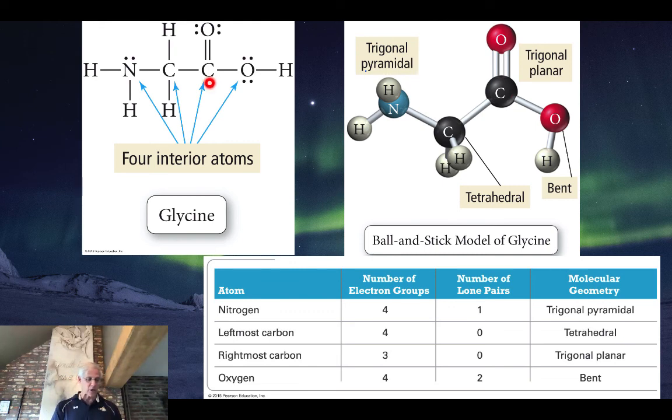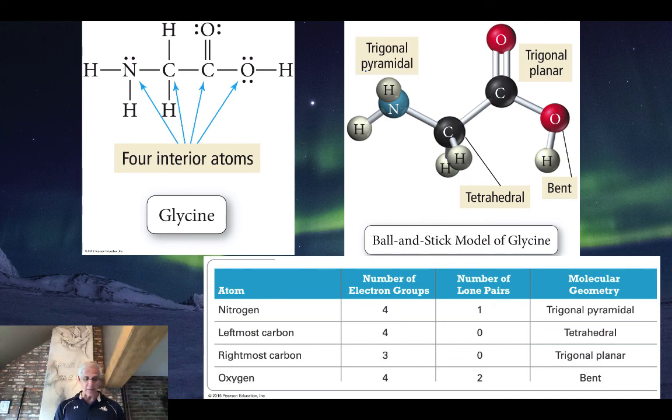The next carbon here has 1, 2, 3 bonding groups around it. Remember, the double bond that's there only counts as 1 bonding group. So we just have the 3 bonding groups and no lone pairs. That carbon atom would be trigonal planar. And then the oxygen here has 1, 2, 3, 4 electron groups around it. So 2 of those are bonding groups, 2 of those are lone pairs, just like in water. And so we have a bent molecular geometry around the oxygen there.